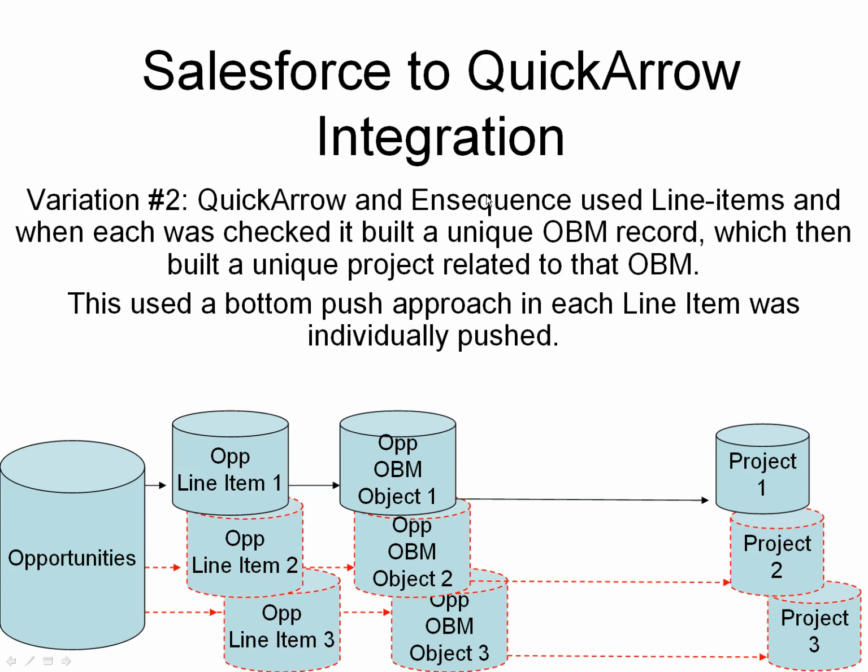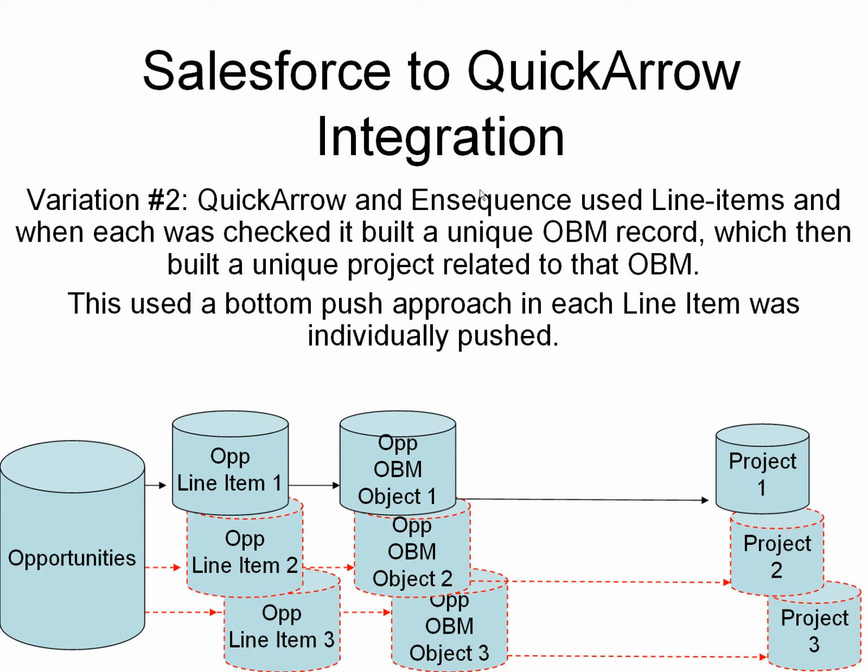Second variation uses line items, and when each line item is entered in, it can be determined if they want to send just that line item on the opportunity over or not. And this can build 1, 2, 3, however many line items are on the opportunity.